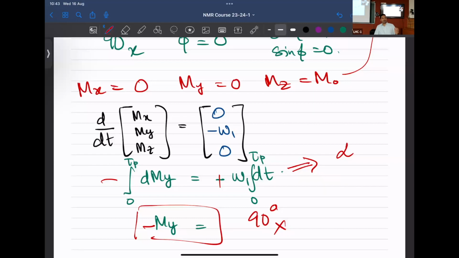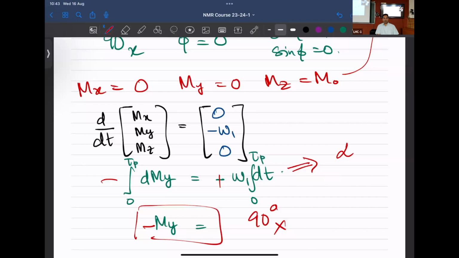Repeat the same process for a 90-degree y phase pulse. Repeat the same process for a 90-degree minus x phase pulse. It'll go to plus y. Repeat the same process for a 90-degree minus y phase pulse. It'll go to minus x. Which is where the right-handed rule comes in to see how you can predict where the magnetization will be.